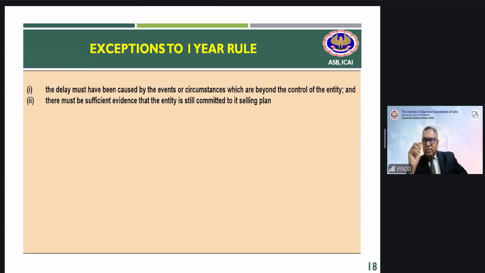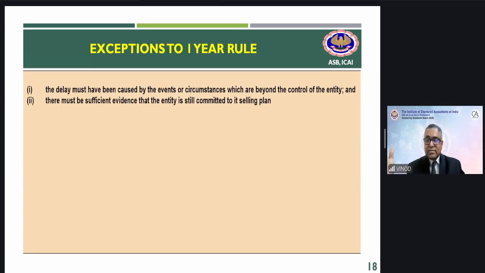What are the exceptions to this 1 year rule? As we discussed, whatever assets you are holding for sale, you need to make sure the sale is completed within 1 year. That 1 year is sacrosanct, very important. But some leeway is given. What are the exceptions? The delay must have been caused by events or circumstances which are beyond the control of the entity. Something like what's happening in the Middle East now, force majeure. There is a war happening. I can't do a thing.